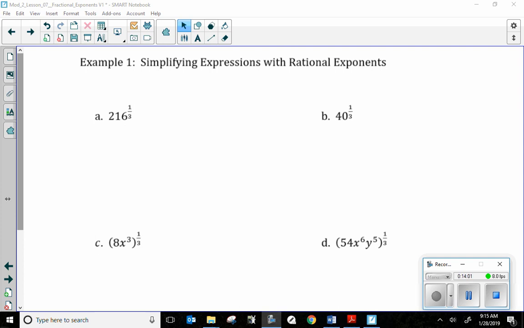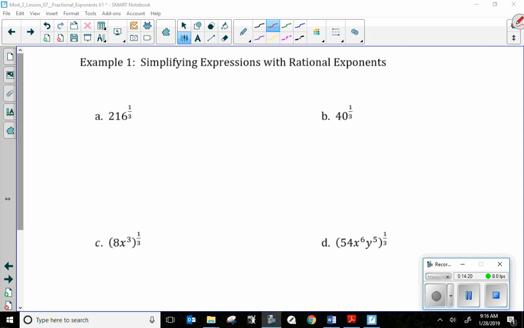Okay, so let's try some of these. Let's simplify some of these. We're going to have to use our previous knowledge on how to simplify radicals. Some will work out nice and easy, and some won't. Let's see what is what here.